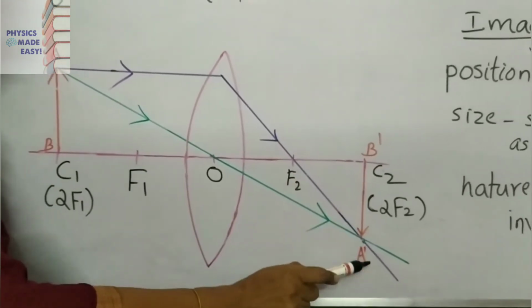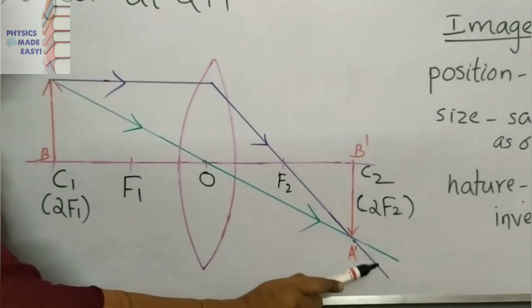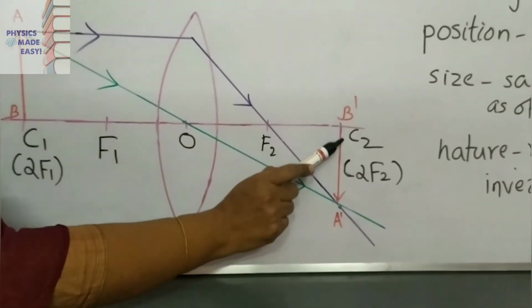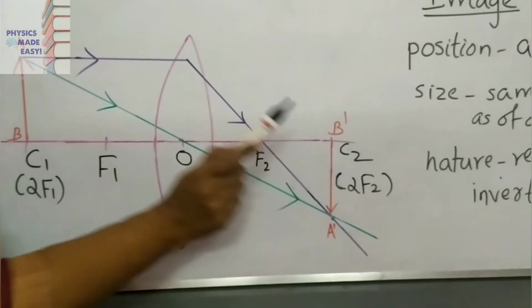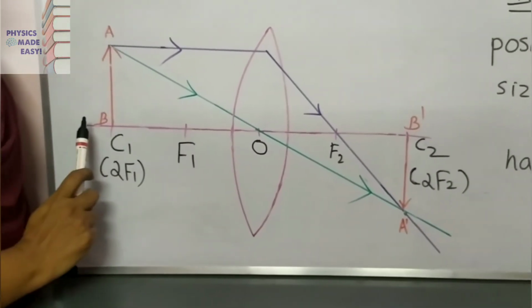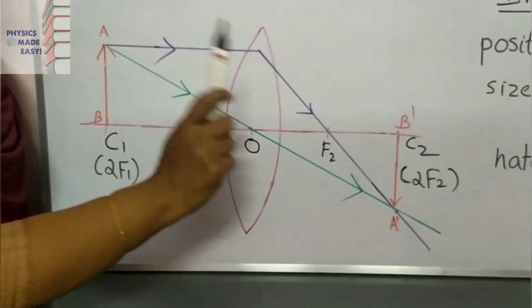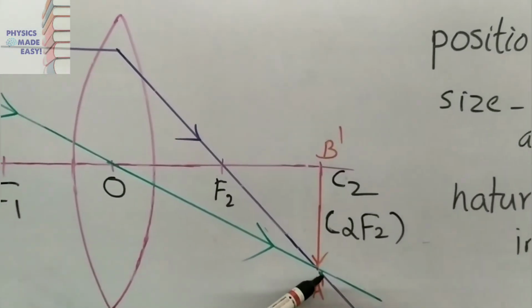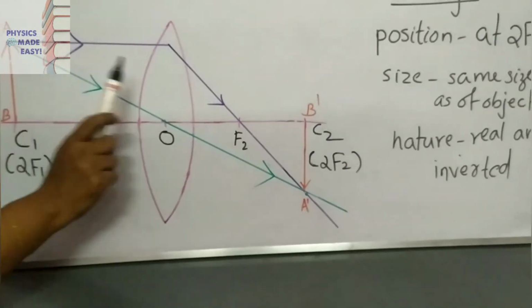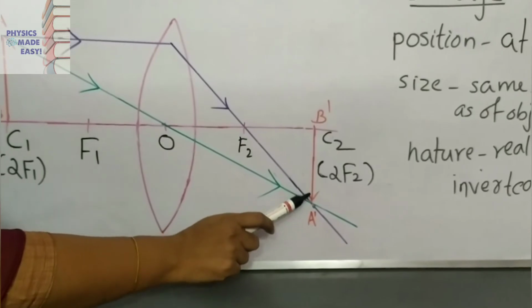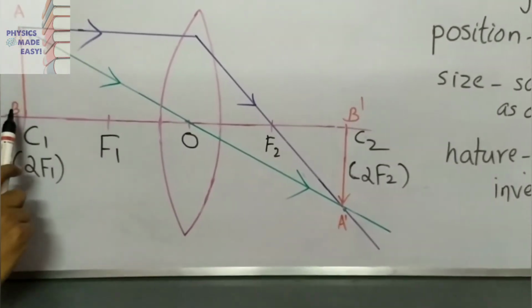Here you can see that two rays are intersecting at this point. If you are drawing there, you can see you are getting image at C2. You are placing object at C1 at one side of the convex lens. At C2, at the other side, at the center of curvature, you will get the image. If you are comparing the size, from this you can see you are getting an image having same size as that of the object.